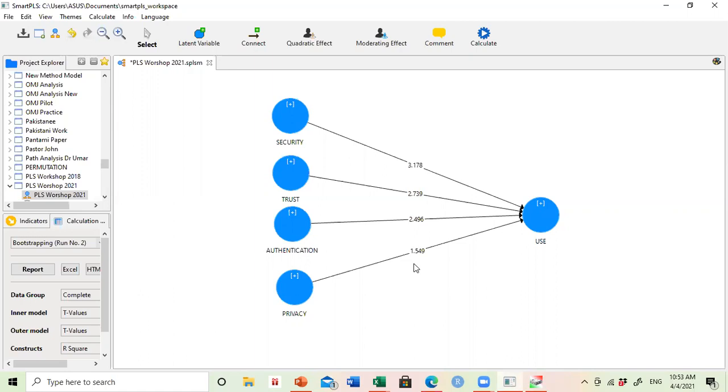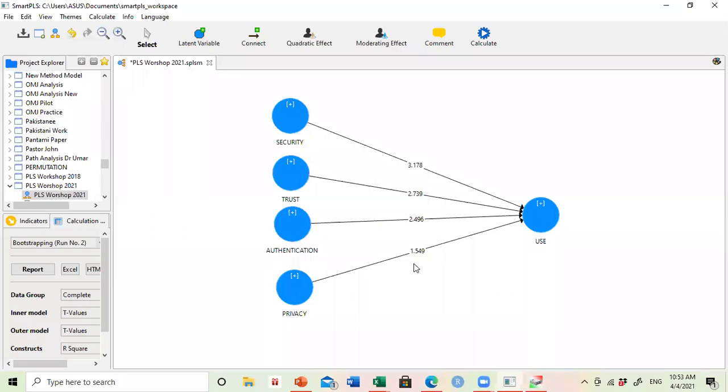So this is how you talk about the part coefficient and t values. And this is how you know whether your hypothesis is significant or not significant. Here we are talking about direct hypotheses. Maybe in the future we'll talk about the indirect or moderating hypotheses.